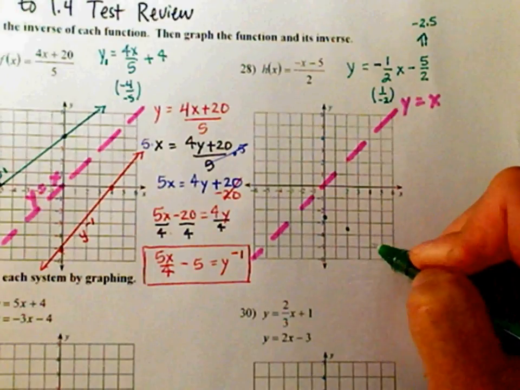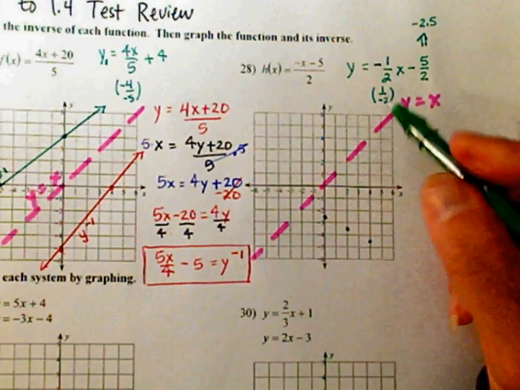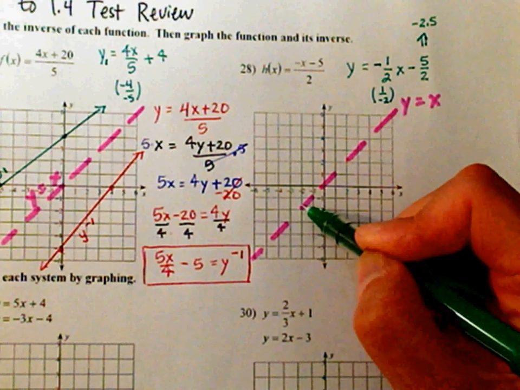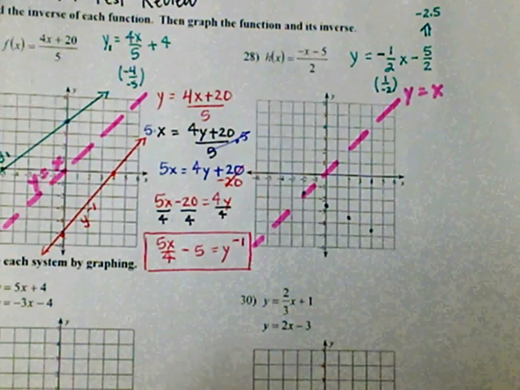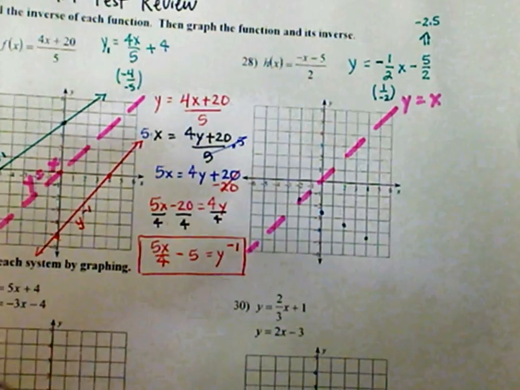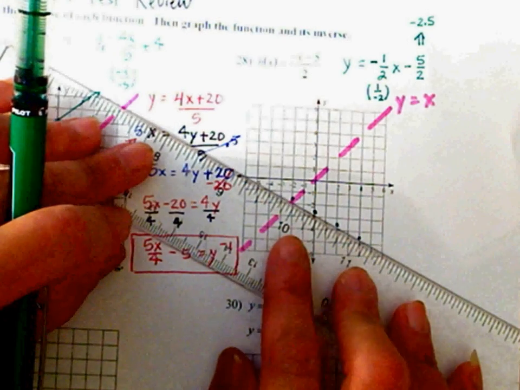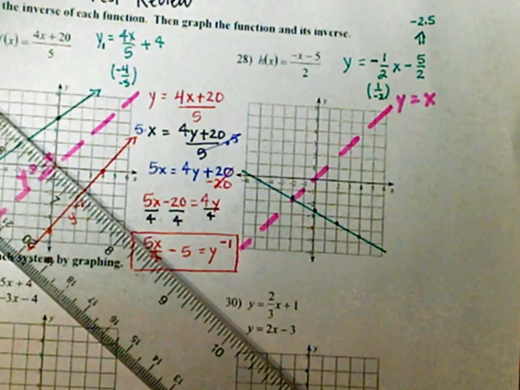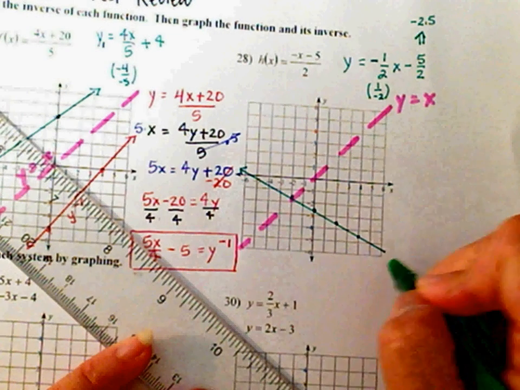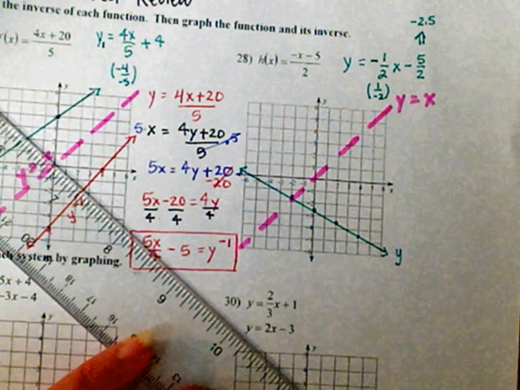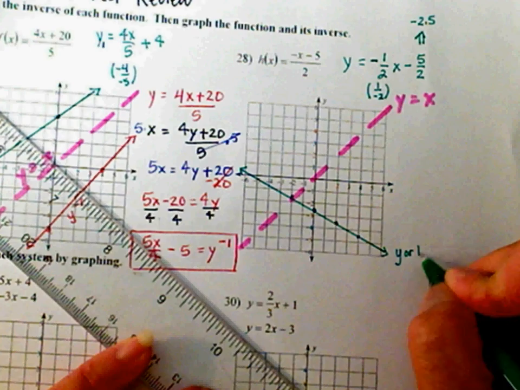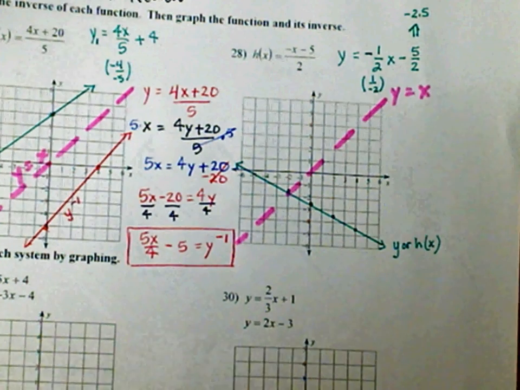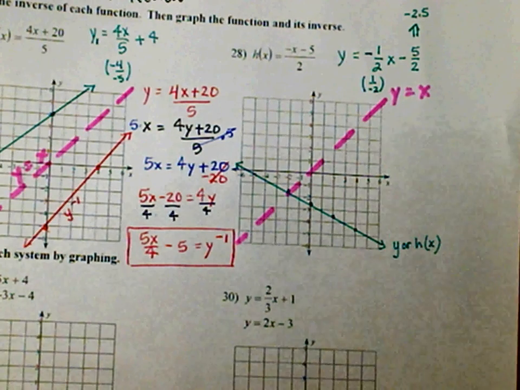Down 1, to the right 2. You could also go up 1, negative 2, left 2, 1, 2. So you can kind of see it makes a line. So I'm going to now draw my line. You can cross that line. And here's my original function. I'm going to just call it y, or you can call it h of x. Same thing. Now I've got to go find my inverse. So let's go find your inverse.